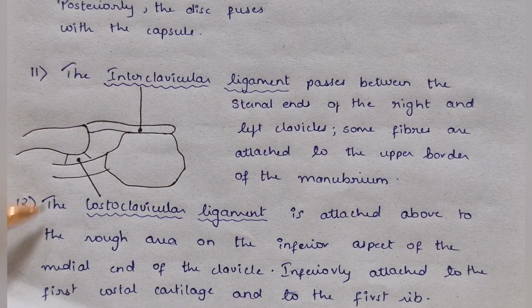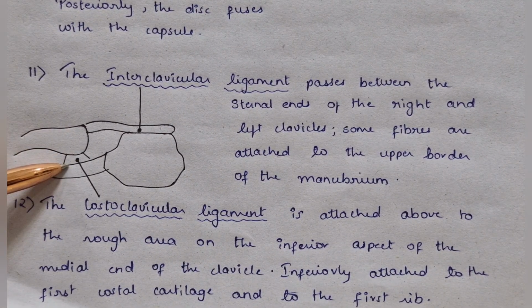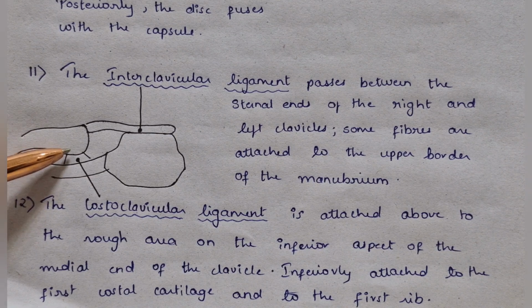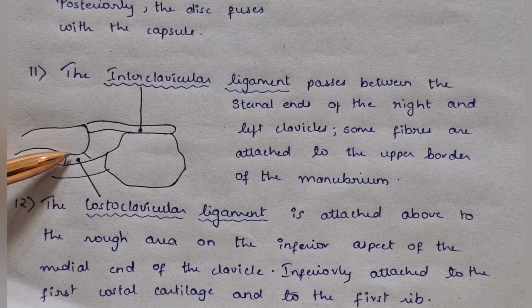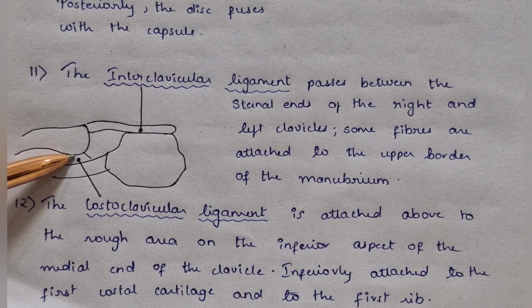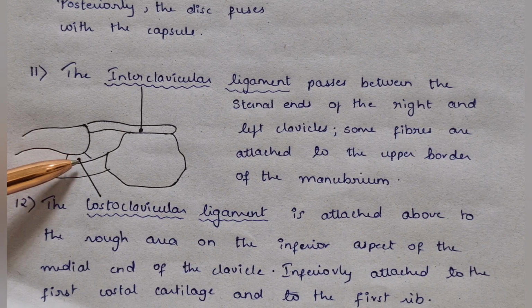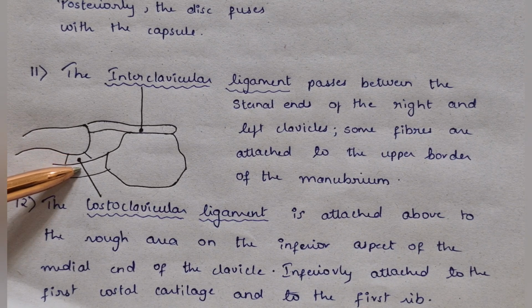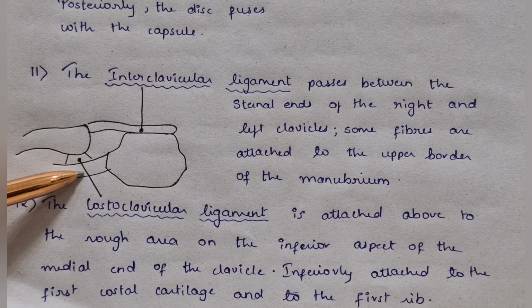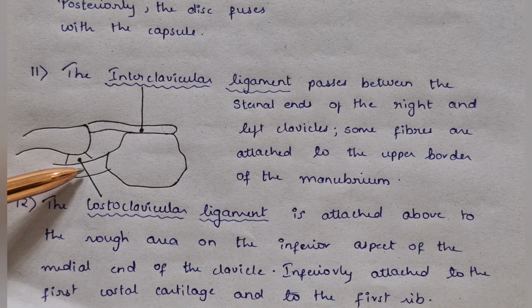The costoclavicular ligament is attached above to the rough area on the inferior aspect of the medial end of the clavicle. Inferiorly, it is attached to the first costal cartilage and to the first rib.